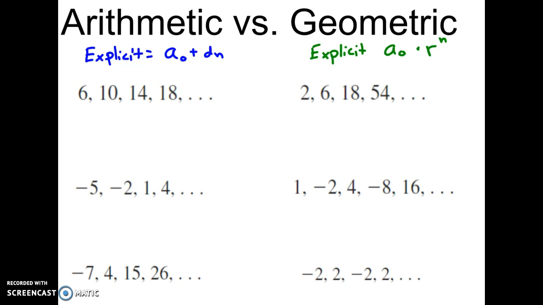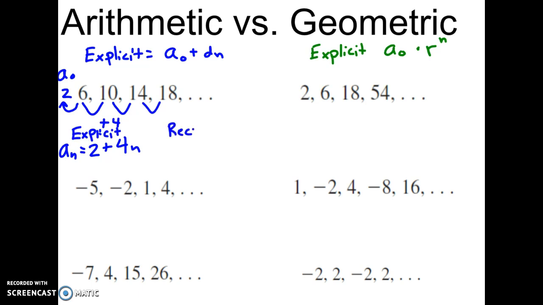So here, if we had this first sequence, hopefully you can see that we are adding 4 each time. That is our common difference. And we need to go back 1 for a of 0. So a of 0 is going to be the term before our first term. So if we're adding 4 each time, this is going to be 2. So our explicit formula for this would be 2 plus 4n. And we'd say a of n equals 2 plus 4n. That would be the explicit formula.